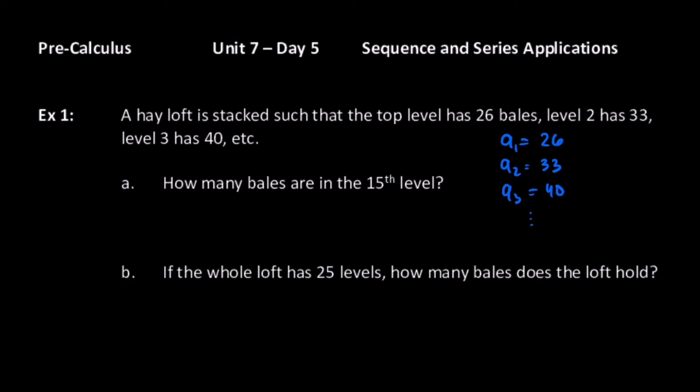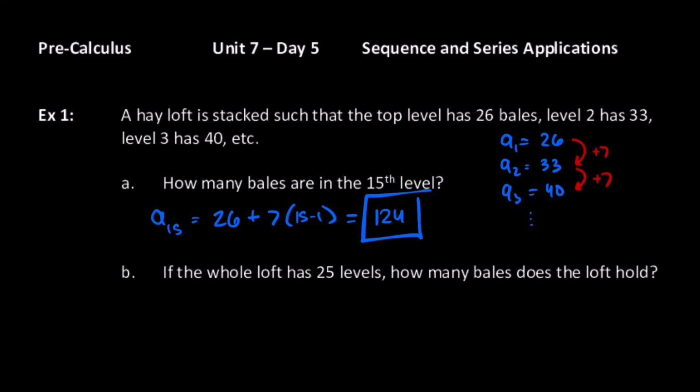So next, let's identify what type of sequence this is. Well, what I need to do is figure out what I am doing between each term here. It looks like I'm adding 7. Okay? So it's arithmetic. My initial value, or a sub 1, is 26, and d is 7. And I want to know how many bales are in the 15th level. So that's going to be a sub 15. Well, that's going to be a sub 1, which is 26, plus d, which is 7, times 15 minus 1. I'll write it out, or you can just plug in 14, obviously. That's going to give me 124.